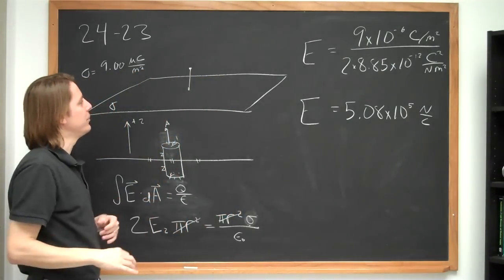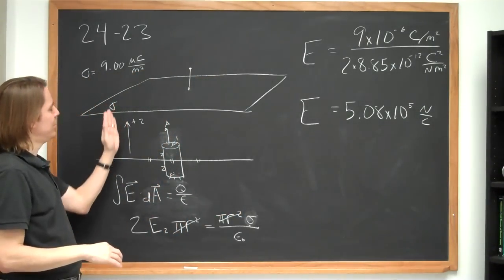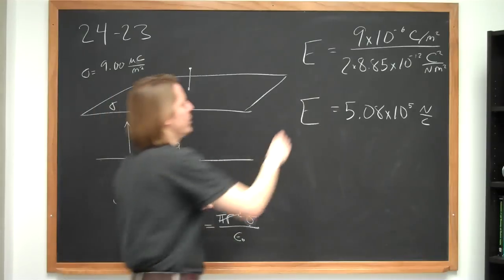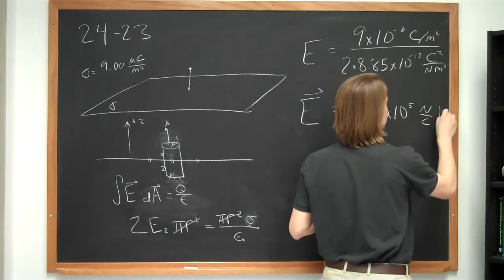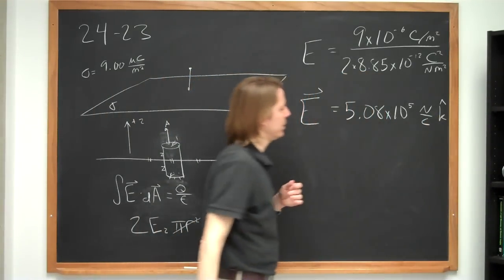We were asked for the full E field, so we should give the direction. And I said it's going to be pointing in the plus Z direction, so we can just put a k hat on it. K hat being the unit vector in the Z direction.